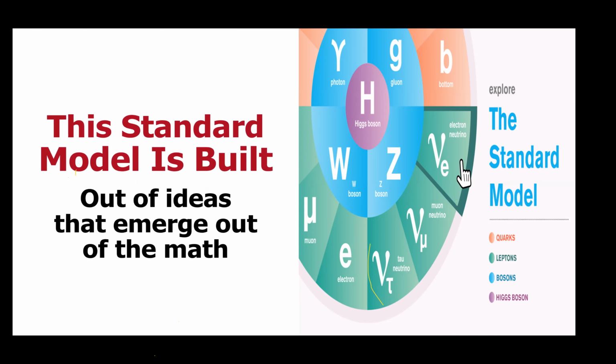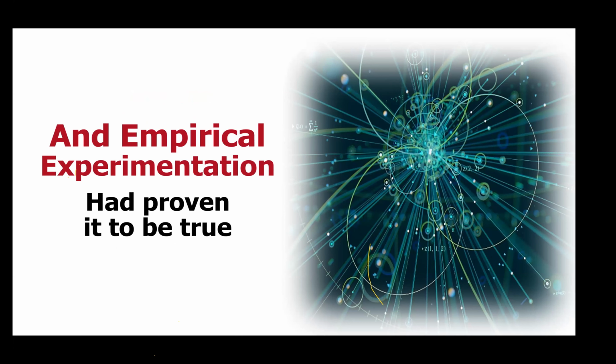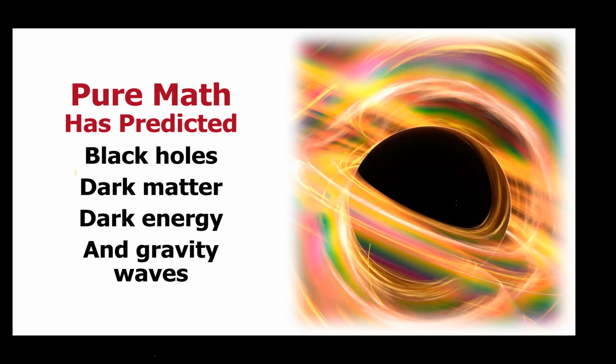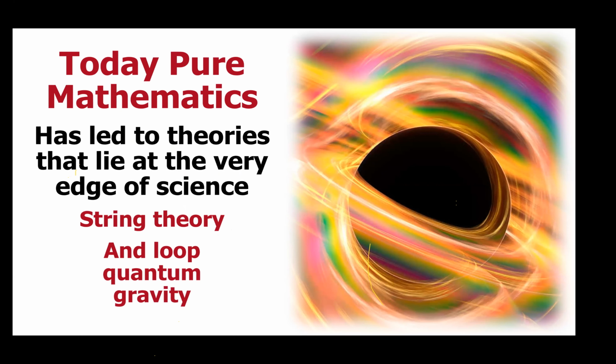The standard model is built out of ideas that first emerge out of math. But then you have to spend a lot of money with some very powerful instruments like CERN before you can actually empirically test it. Time and again, the math predicted what would be there. And empirical experimentation has proven that the math indeed was right. It was true. Pure math has predicted black holes, dark matter, dark energy, and gravity waves. All of these have now been empirically verified, some just very, very recently.